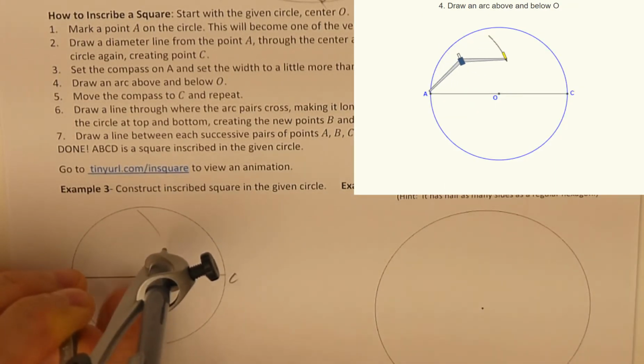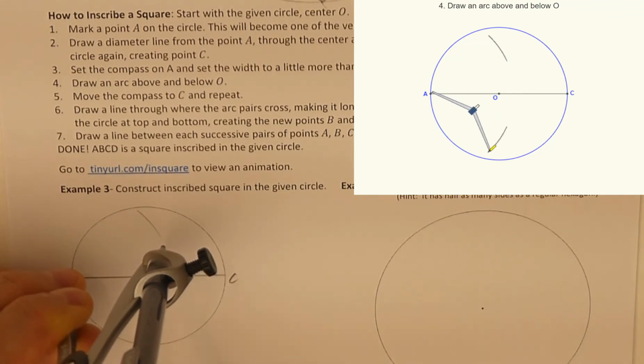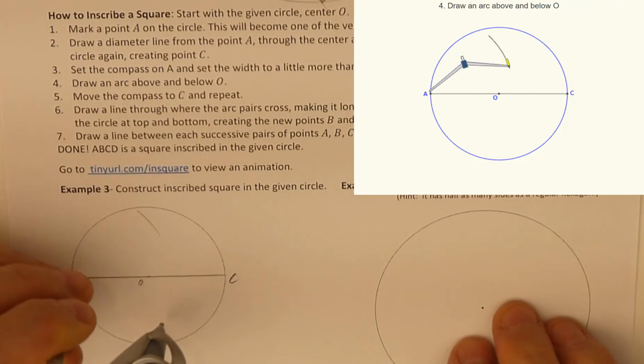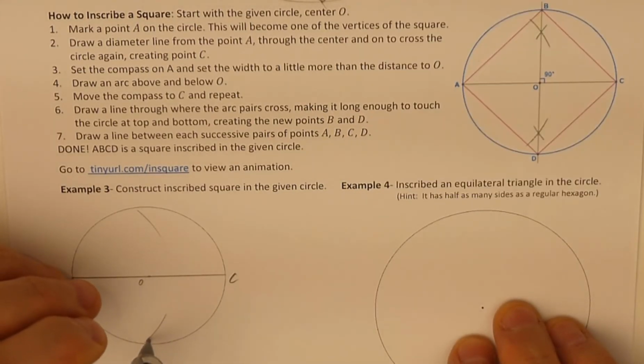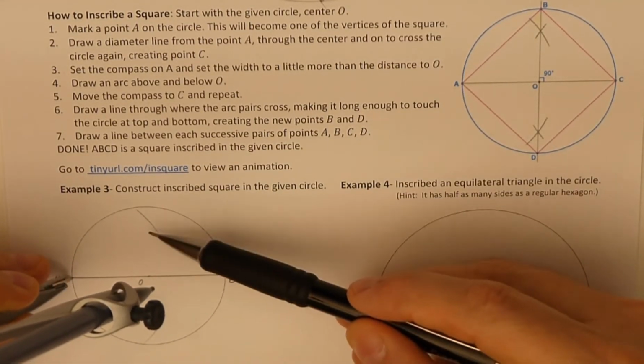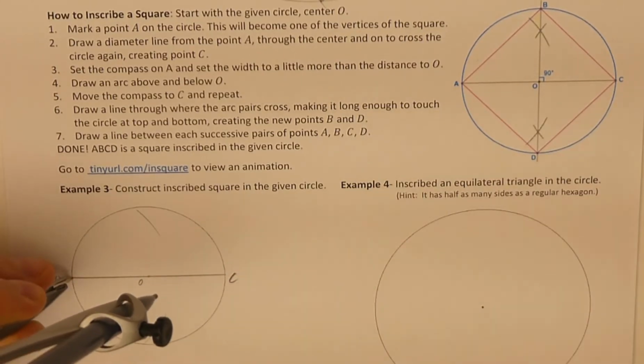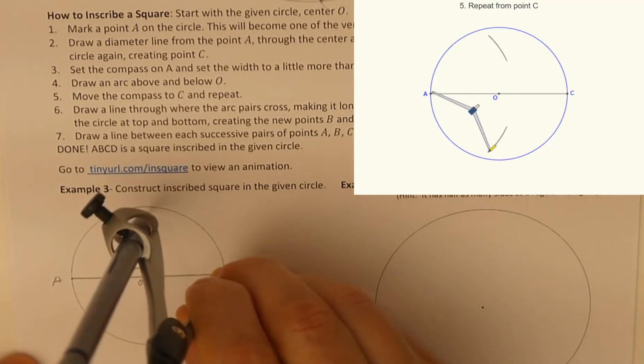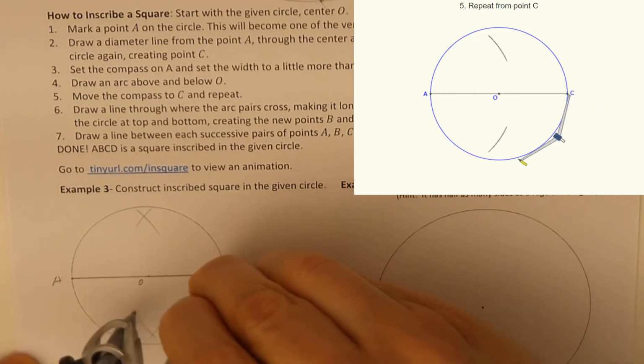And again, one way to tell if you're doing this right, you can kind of see that this is going to be straight above here. What we're doing is we're making a perpendicular bisector. So we're going to come down here, make that mark there. And again, you can see that this arc lines up with the center of the circle. Then we're going to move over to C, and we're going to do the same thing again. We're going to mark that.